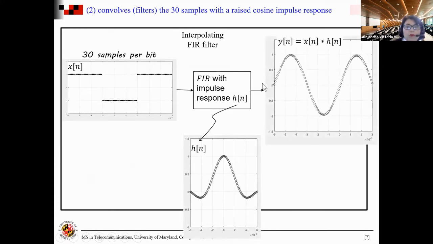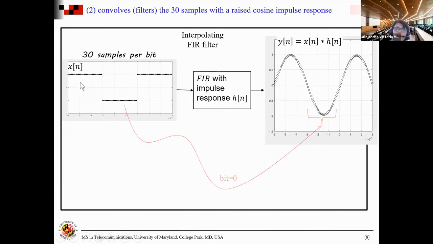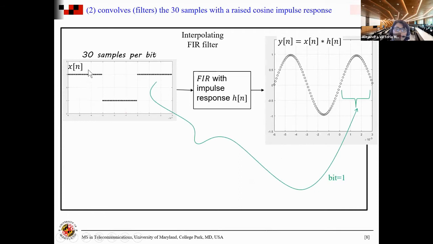Therefore, the output will be the convolution of the impulse response of the raised cosine and the 30 samples per bit that is coming into the filter. So here you can sort of see that the 1 gets mapped into this positive bump, and the -1 gets mapped into this negative bump, and this 1 gets mapped into this positive bump.